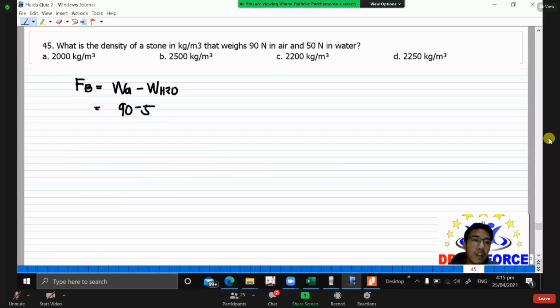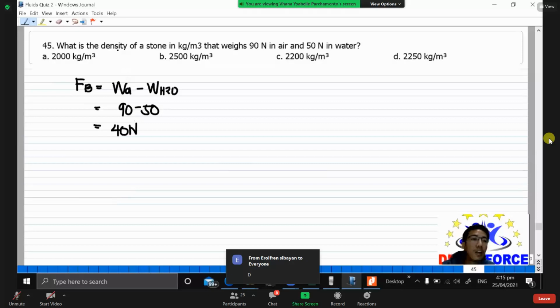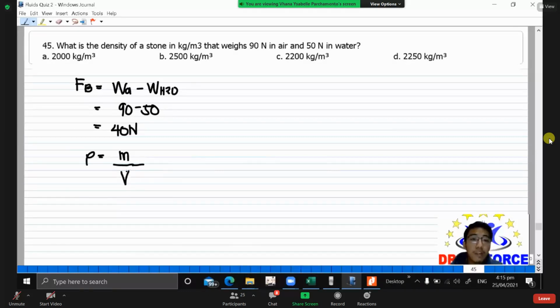That is 90 minus 50. So we have 40 newtons. What we're looking for is density. That is mass over volume. This is the mass of the stone over the volume of the stone. The volume of our stone, we can calculate using your buoyant force formula. That is the specific weight times volume. Volume is the buoyant force over its specific weight.